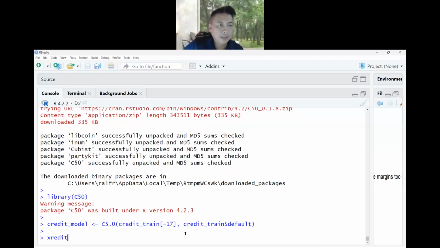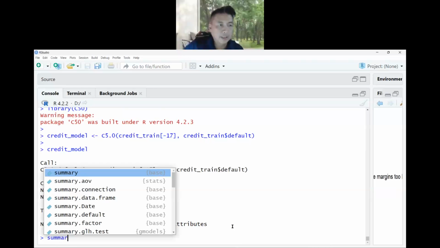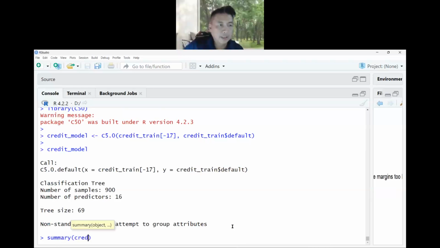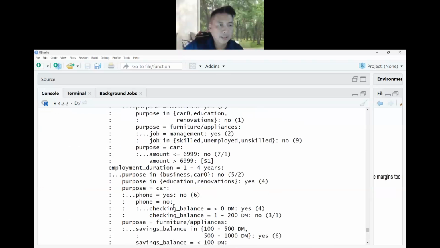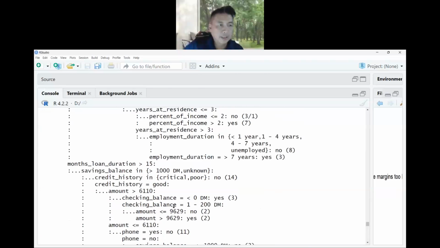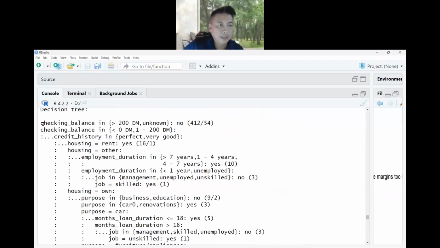So if I type the credit model, this is what I get. No, I need to type the summary. Summary of my credit model. So this is the tree that we have, easier for you to refer here.